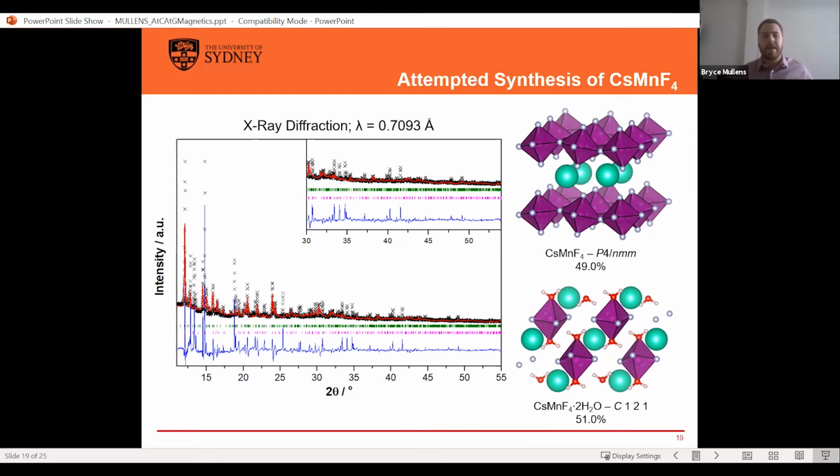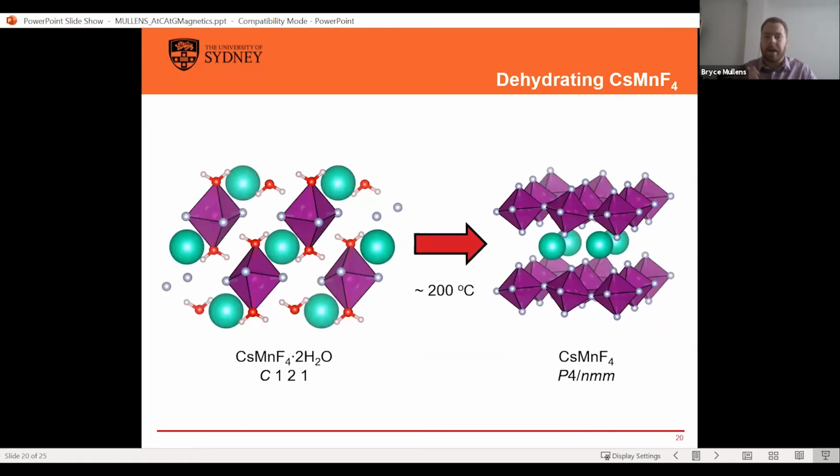So what we did was we used a cesium fluoride excess because we knew that we had manganese oxide left over. And we also added an extra heating step. We thought that if there was water in our sample, we could dehydrate it by leaving it at about 200 degrees for about 4 hours. And then we could see that we were able to recover our pure cesium manganese fluoride phase.